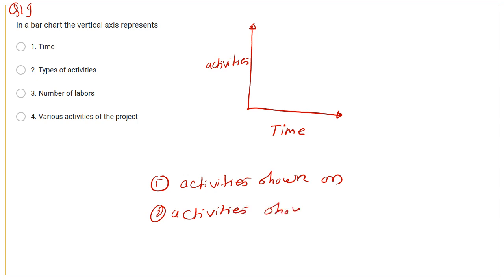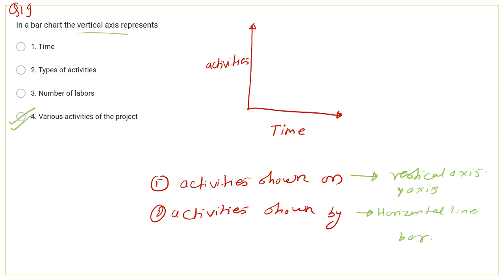Activities are shown on the vertical axis, or y-axis, and the duration is shown by a horizontal line or bar. In the question, in a bar chart the vertical axis represents the various activities of the project. So here option number 4 is correct.